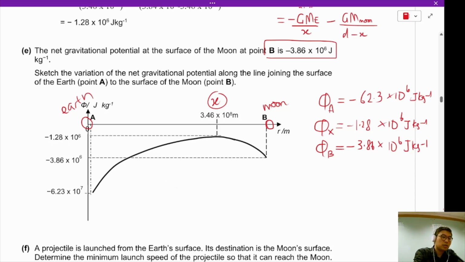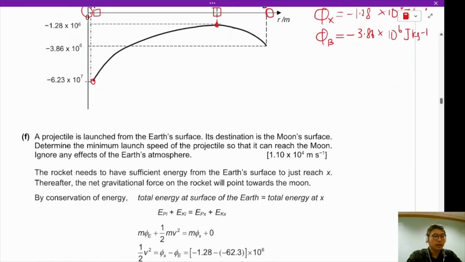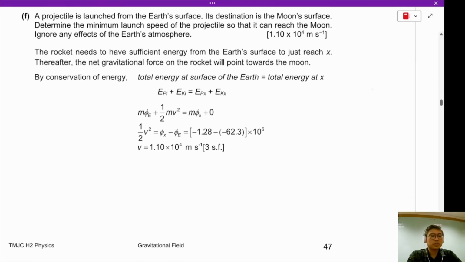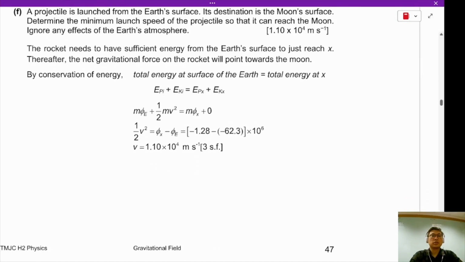Determine the minimum launch speed of the projectile so that it can reach the moon. If we're going to launch an object to the moon, it must be able to reach this point at the minimum. The object will rise from the Earth, reach the moon, and then fall towards the moon. This minimum amount of kinetic energy must be able to get it to the neutral point. The rocket needs to have sufficient energy from the Earth's surface to just reach X. Thereafter, the net gravitational force on the rocket will point towards the moon.